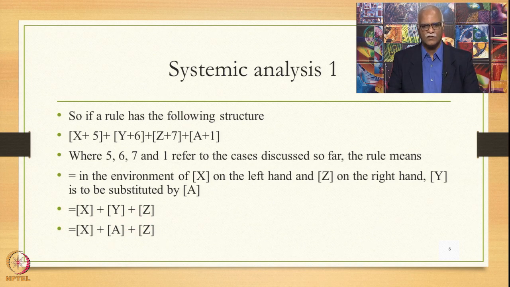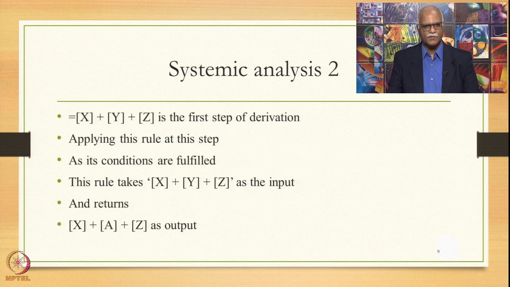This equation can be once again explained in the following way. X plus y plus z is the first step of derivation. Applying the rule that we saw on the previous slide, at this particular step, because the conditions for the rule to apply are fulfilled, this rule takes x plus y plus z as the input and returns x plus a plus z as the output.